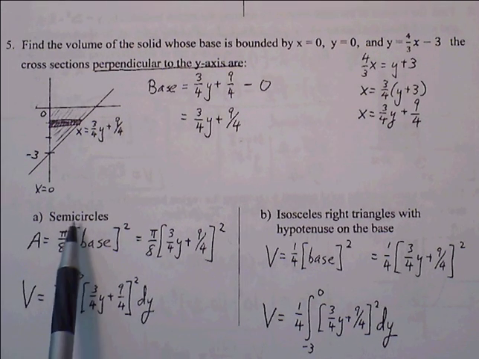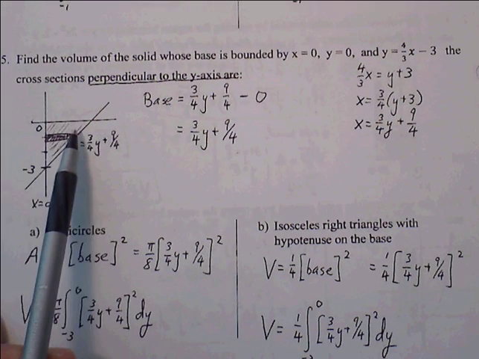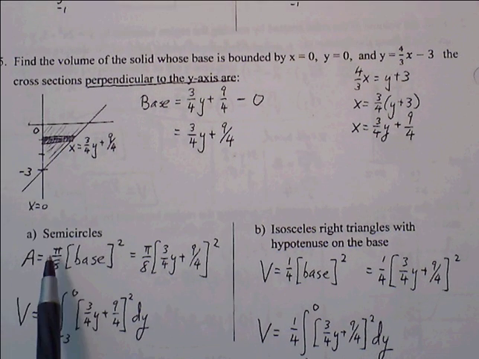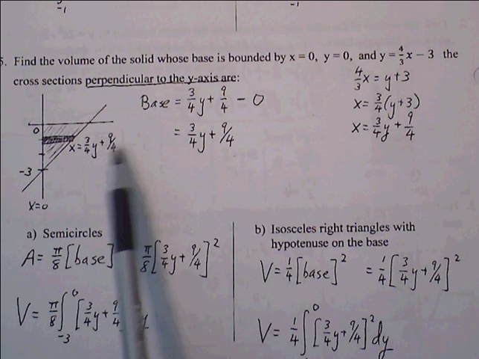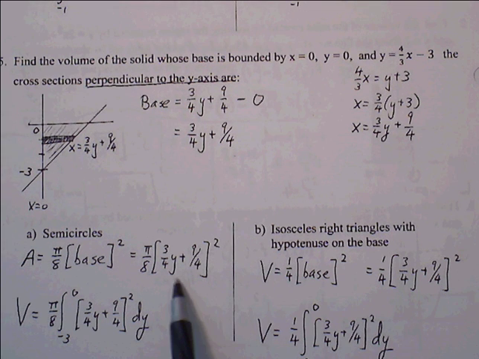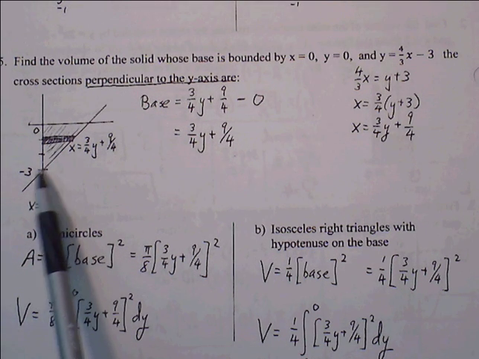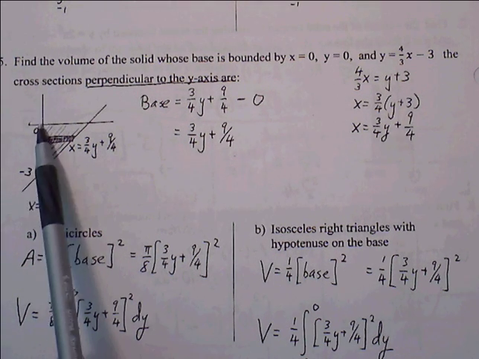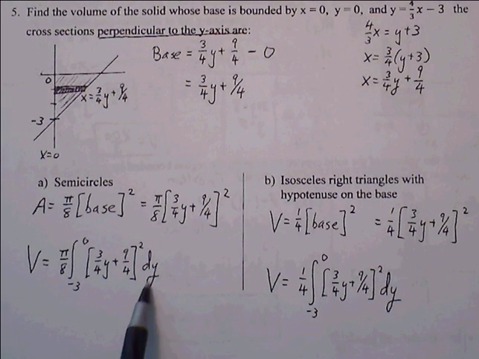For part A, we're trying to build semicircles on top of this base. For semicircles, the formula is pi over 8 times base squared. The base is what we found here, 3/4 y plus 9/4, squared. We want to accumulate these infinite numbers of semicircles from one end to the other, so from negative 3 to 0. This is our volume formula. We're just doing the setup here.